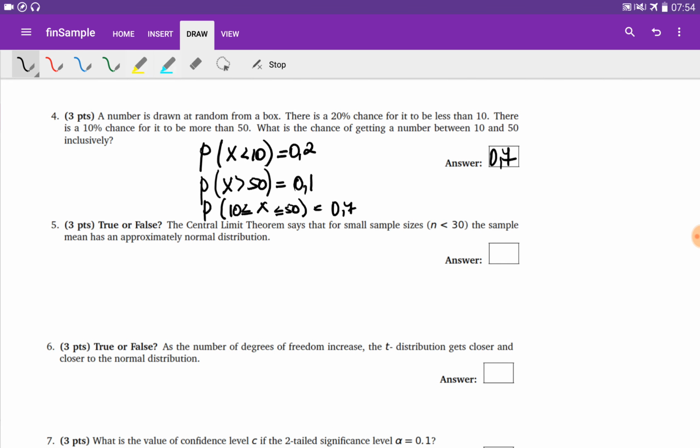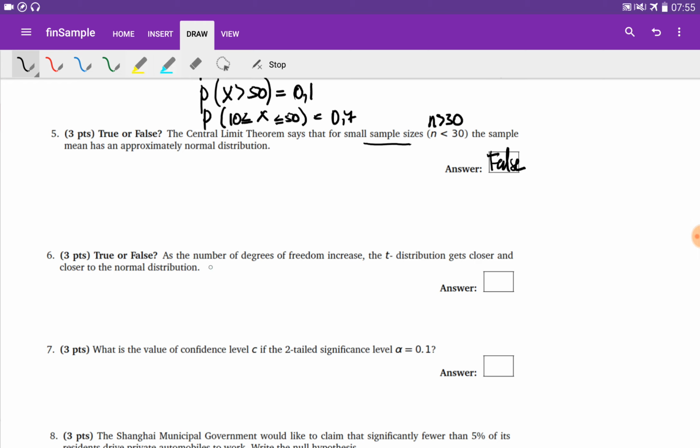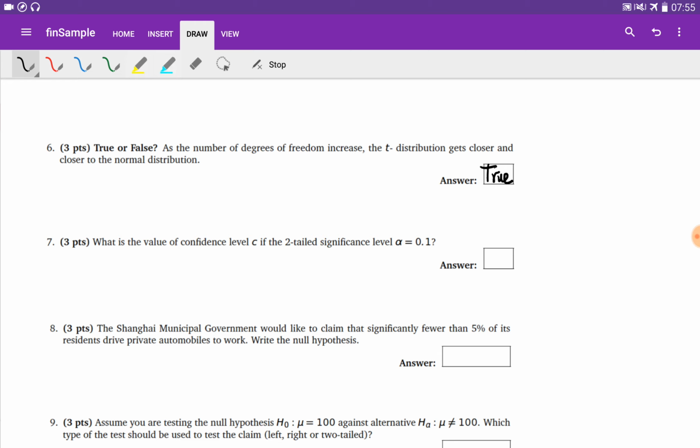We need to answer the following questions true or false. The central limit theorem says that for small sample sizes, the sample mean has approximately normal distribution. This is false, because the central limit theorem tells us that for big samples, when n is more than 30, the means of the samples have the normal distribution. As the number of degrees of freedom increases, the t-distribution gets closer and closer to the normal distribution. This is true. We've seen this during the lectures using the graphs.